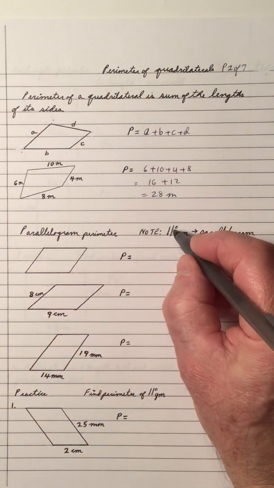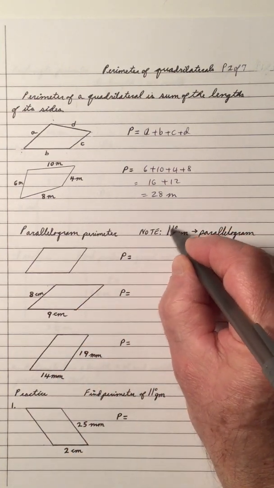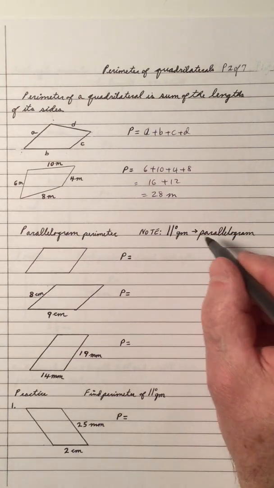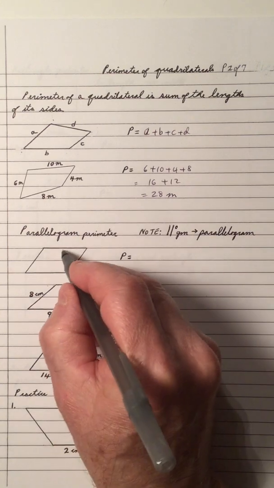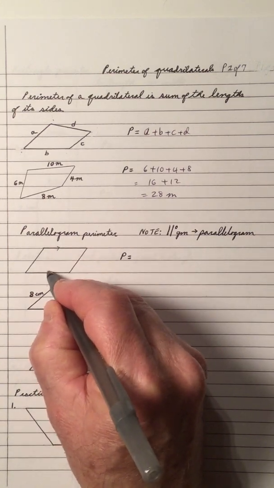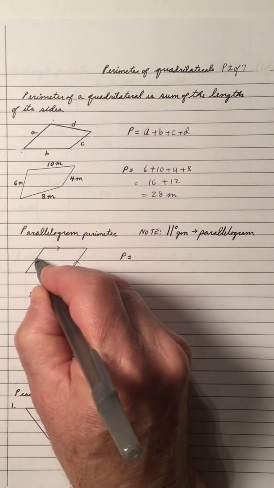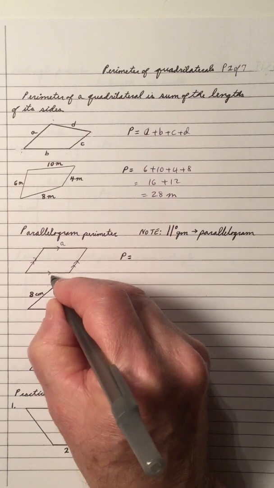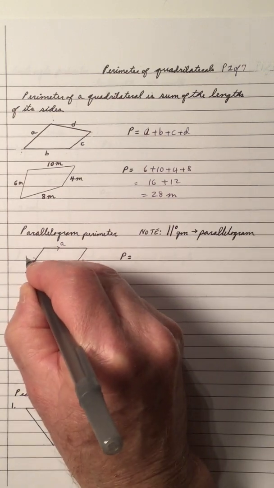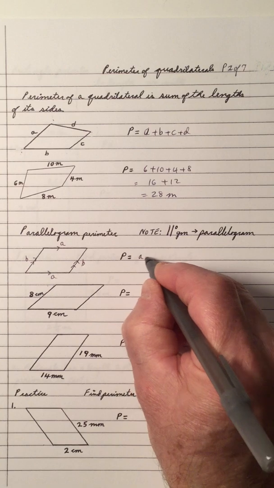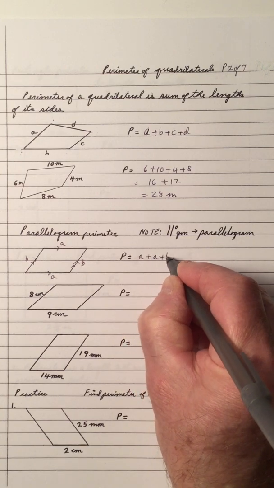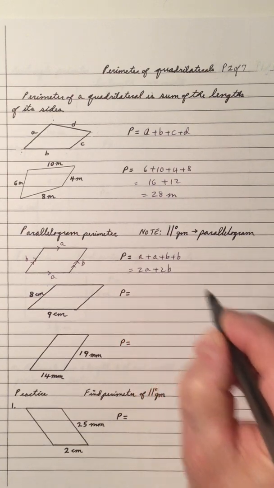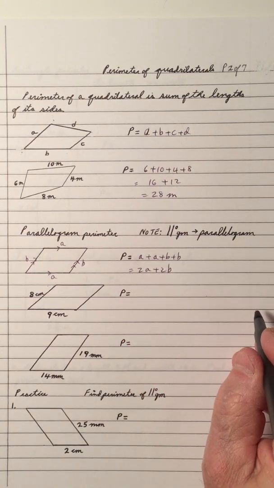Parallelogram perimeter. Notice the parallelogram notation is two parallel lines with a 0 on O with gram. Parallelogram is a shortcut for me, the way I use it. A parallelogram has opposite sides parallel and it has opposite sides equal. So if you say that's an A, that's A. If you say that's B, that's B. So it's A plus B plus A plus B. So a parallelogram is 2A plus 2B because the opposite sides are equal.